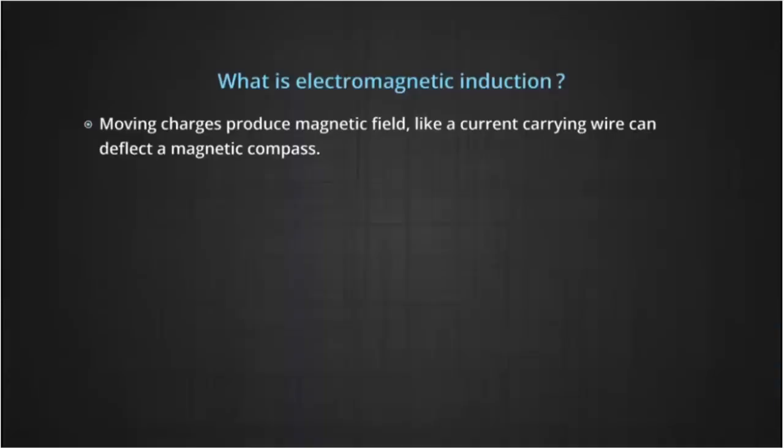We have seen in earlier chapters that moving charges produce magnetic field, like a current carrying wire can deflect a magnetic compass. A very obvious question that comes to our mind is whether the reverse is also true. That is, can a moving magnet or a changing magnetic field also produce electric current? The answer is a resounding yes.